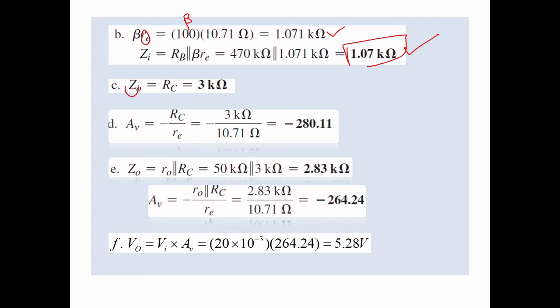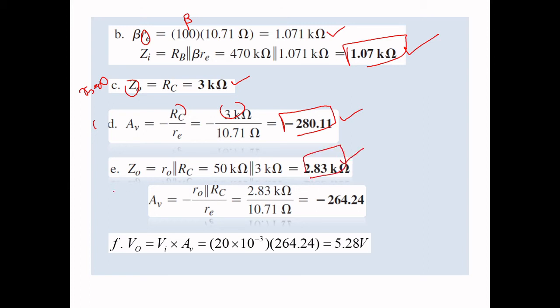Here for output impedance, it was specified R naught is infinite. So ZO is RC, it is an approximation formula actually. So 3 kilo ohm. Here voltage gain is minus RC divided by RE. Here also we need to consider R naught as infinity. So you will get minus RC by RE. RC was given as 3 kilo ohm. RE we have calculated as 10.7 ohm. You will get minus 280.11. Output impedance is R naught parallel to RC, that is 50 kilo ohm parallel to 3 kilo ohm, you will get 2.83 kilo ohm. That's it.